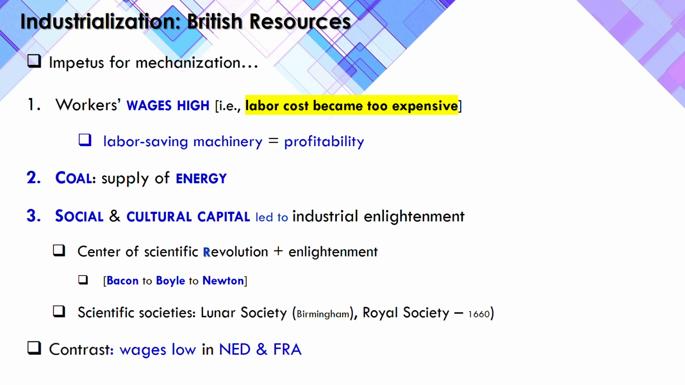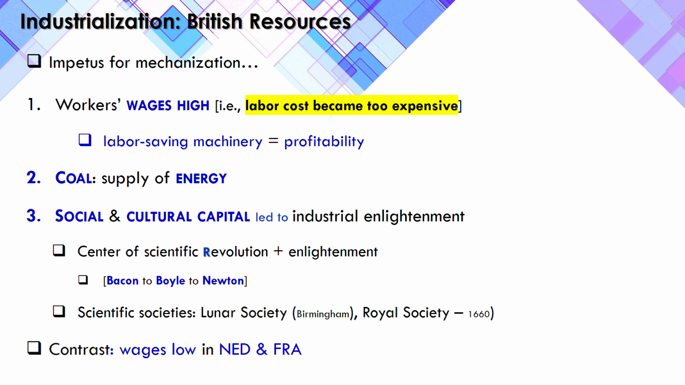Now, sort of think about what happens when wages go up. So the cost of production goes up. And if you're a factory owner, that means your profits, unless you increase the cost of your products, you are going to be going at a loss. And so workers were demanding higher wages, and so it was an impetus for using machines.